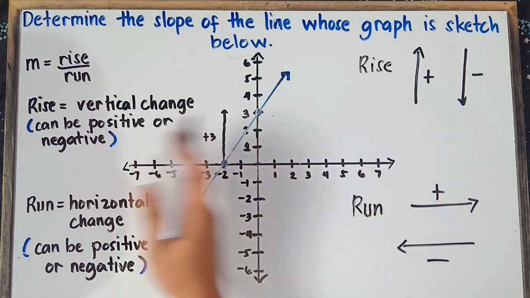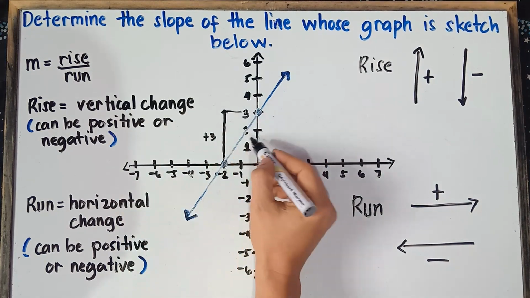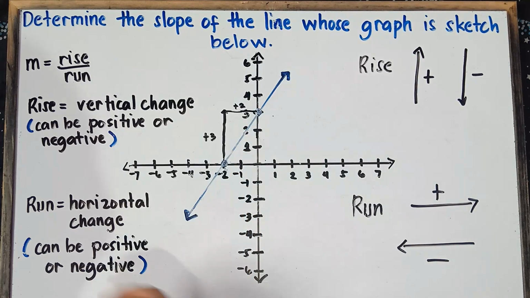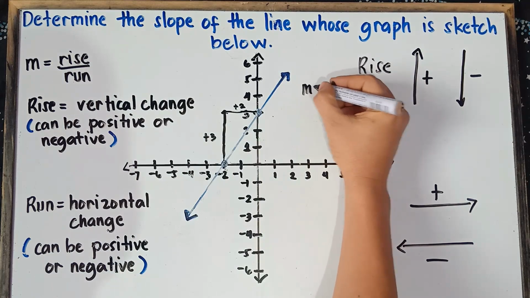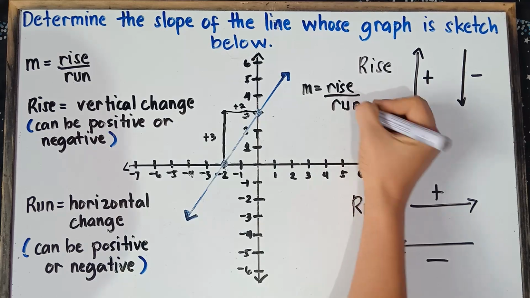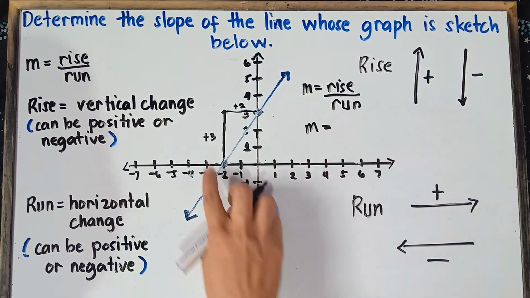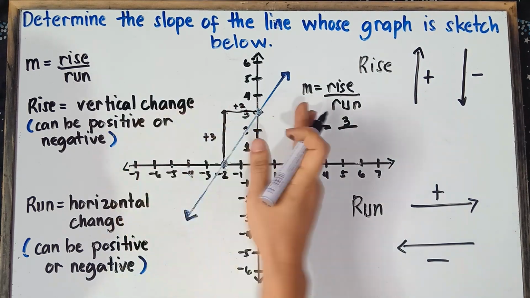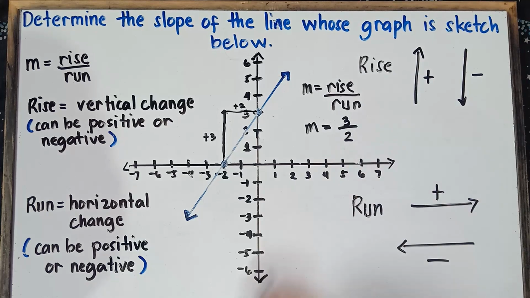And then we run going to the right. So 1 and then 2. That would be positive 2. So therefore, m is equal to rise over run. The value of rise, we have positive 3 going upwards, and the value of run, that would be positive 2. Therefore, class, the slope is equal to 3 over 2.